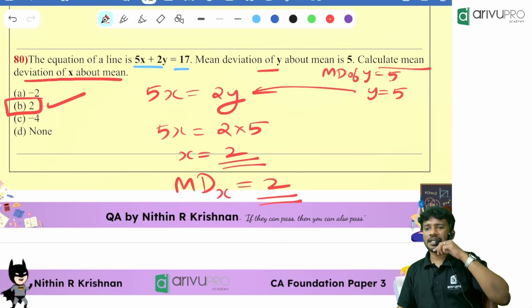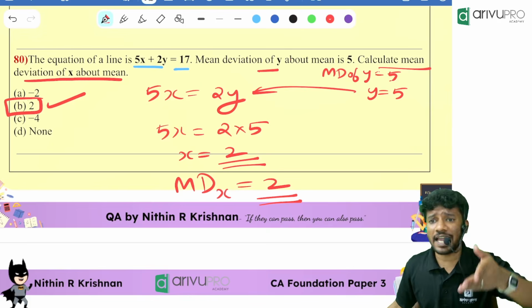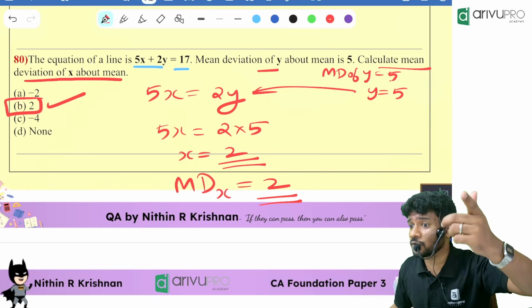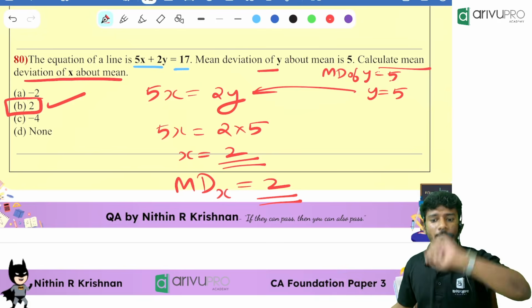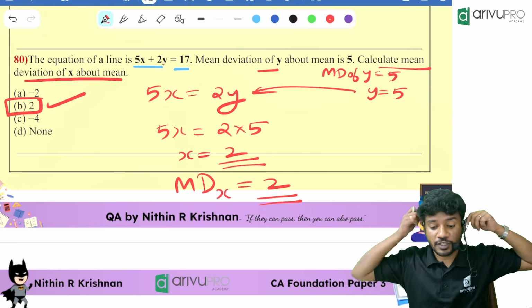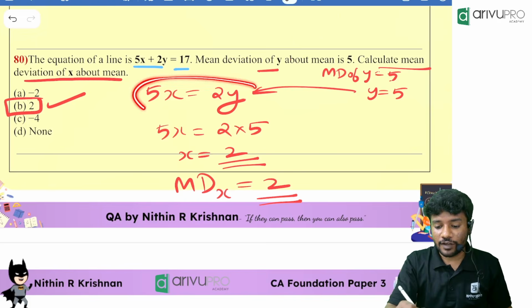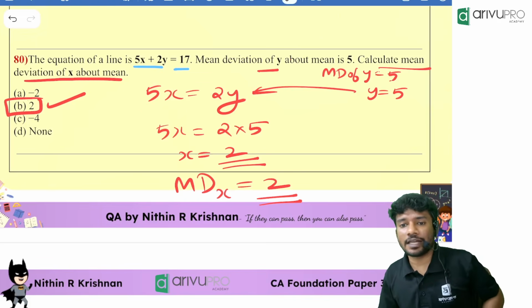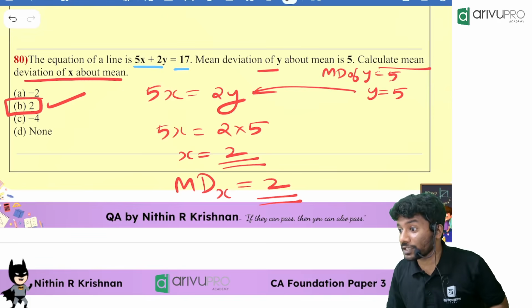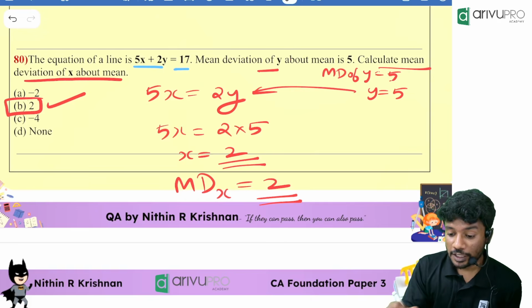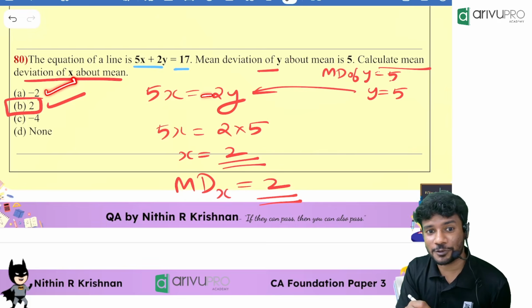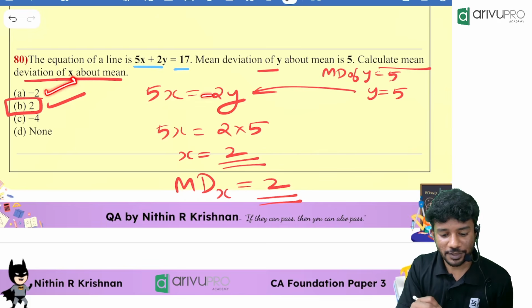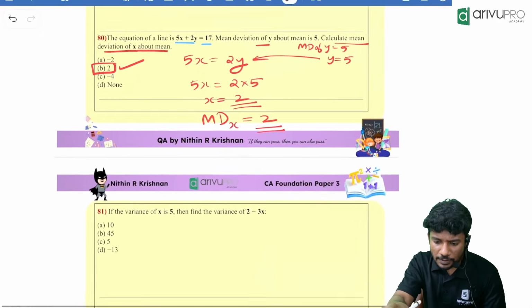Understood the method, people? Directly instead of y, put whatever value is given. If they have given x and they asked you to find y, you will put the value instead of x and get the value of y. Only condition over here is you need to take it like this. Take 5x is equal to 2y and go about it. Ignore the negative sign. People, think about it. If you are including negative sign, you will get a wrong answer. That wrong answer is also there in the question. That is minus 2. That is wrong. Next question.